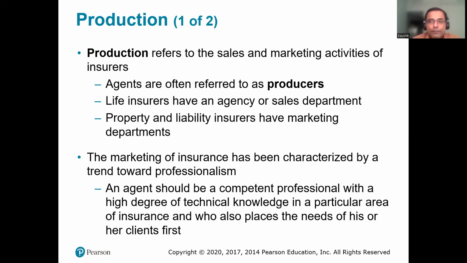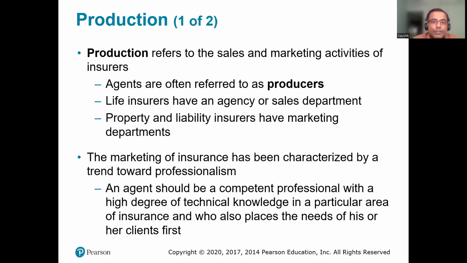The next function is production. Production means the sales and marketing activities in an insurance company. The life insurance companies have sales departments and property and liability insurers have marketing departments.